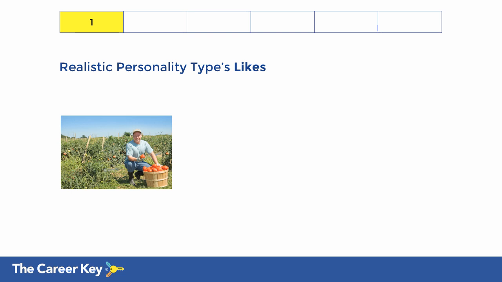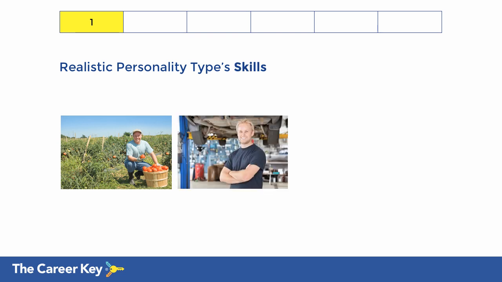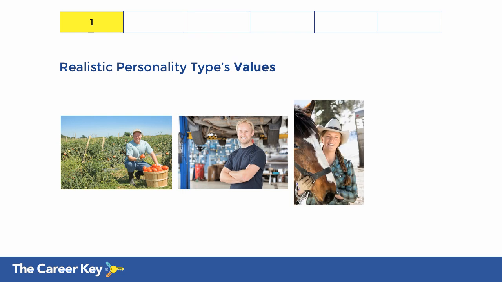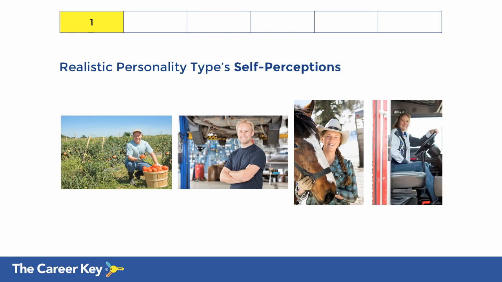For example, someone with a realistic personality type likes to work with plants and animals, tools, or machines. Has good skills in working with tools, mechanical drawings, machines, or animals. Values practical things you can see and touch, like plants and animals you can grow, or things you can build or make better. See themselves as practical, mechanical, and realistic.